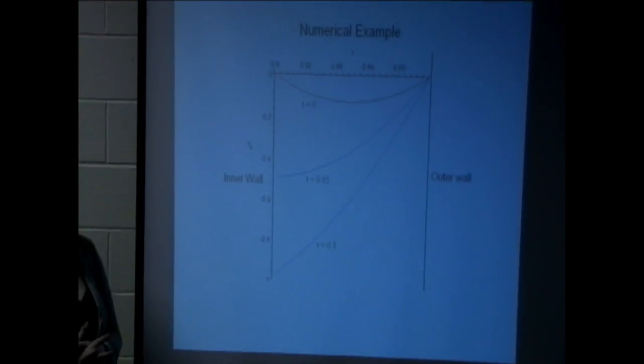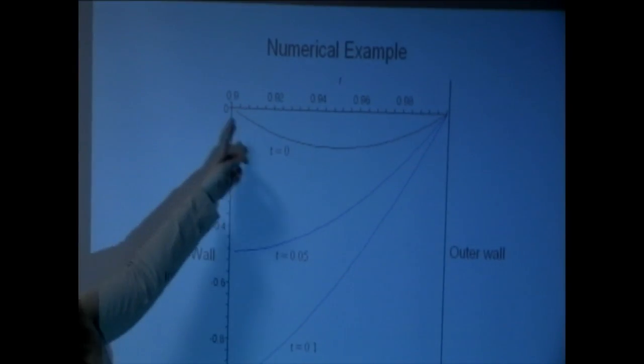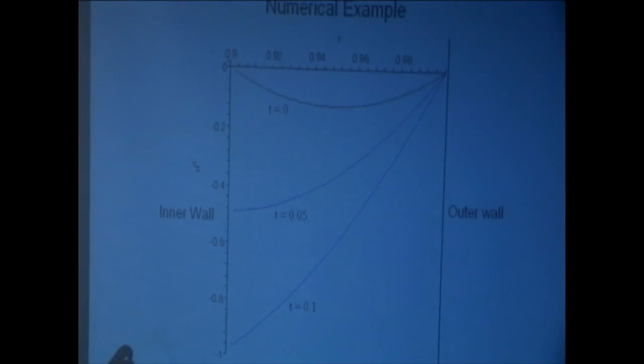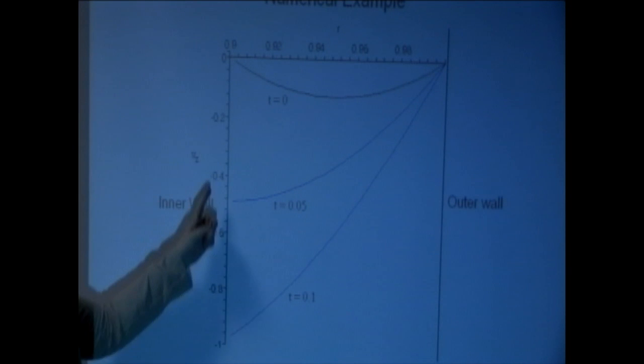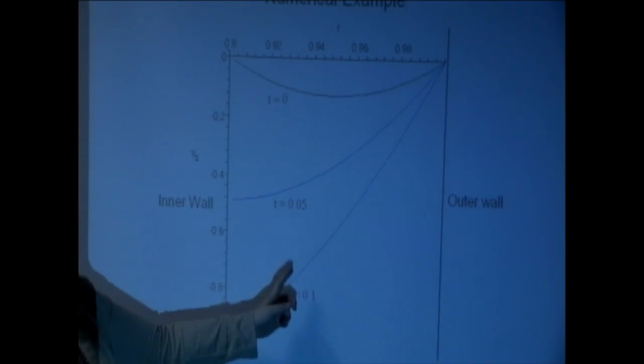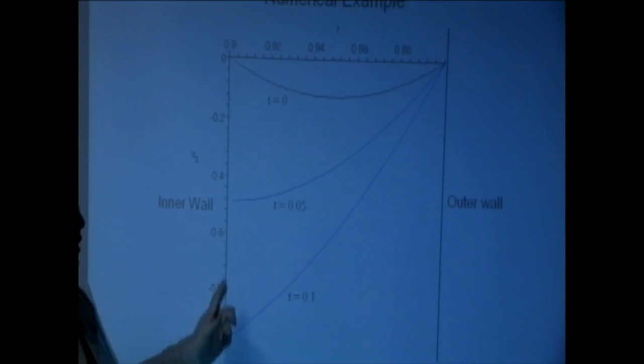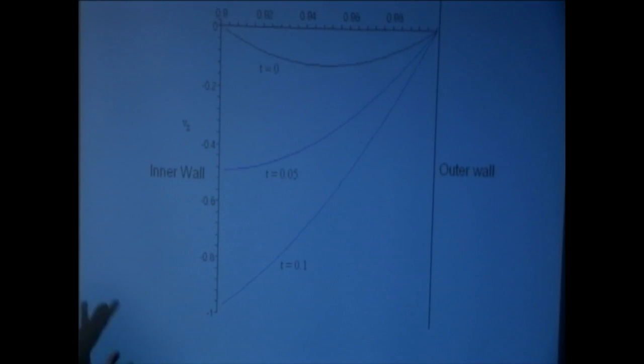Here is the plot of our numerical example. As you can see, this t equals 0 curve is our stationary example. And as the inner wall begins to fall and time increases, you can see that the velocity at the wall is also increasing. This is logical.